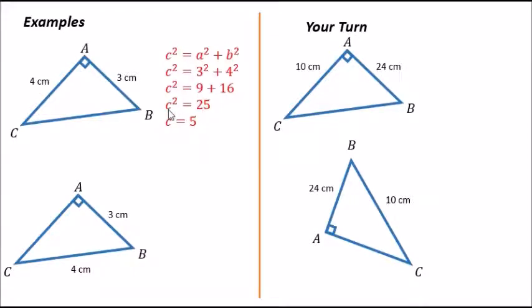Now it's worth noting that c squared equals 25, so c could equal plus or minus 5 in answer to this. Now in this case, c can't equal minus 5 because BC is a length and therefore it can't be negative. So in this case we can only have the answer c equals 5, not the answer c equals minus 5. Let's go through this one.